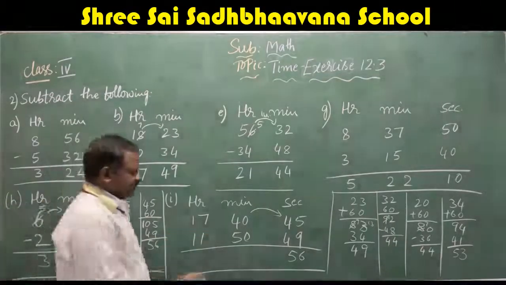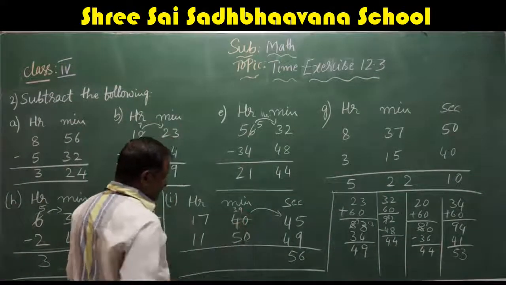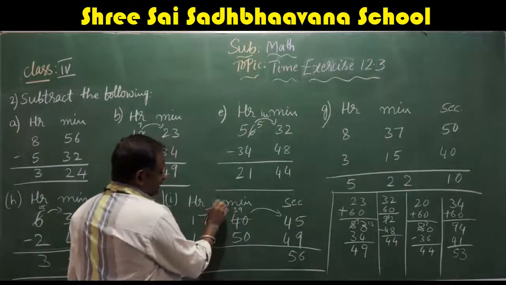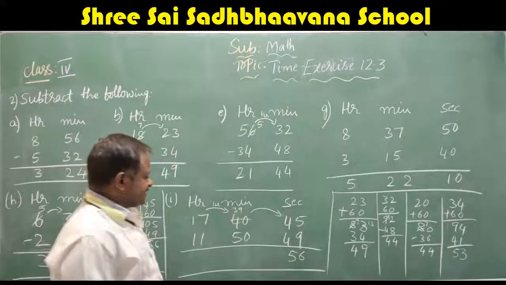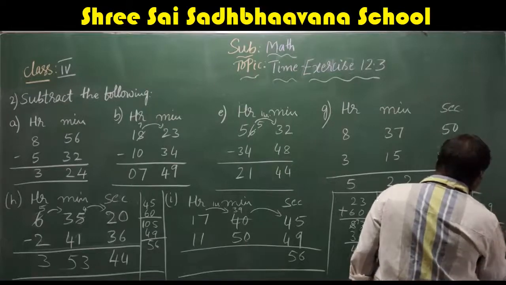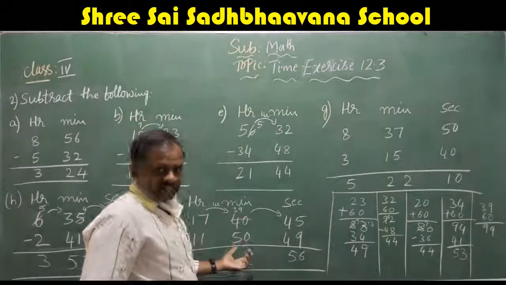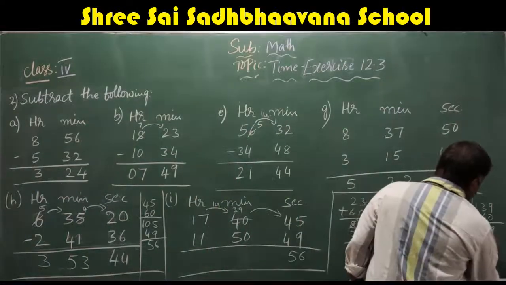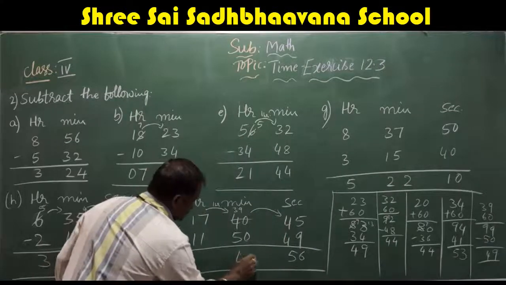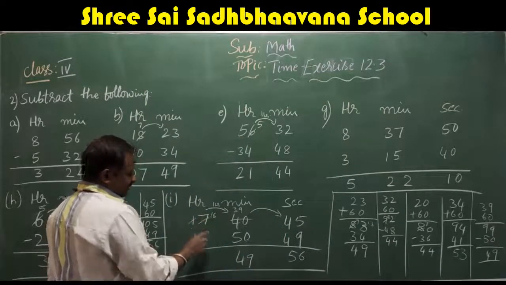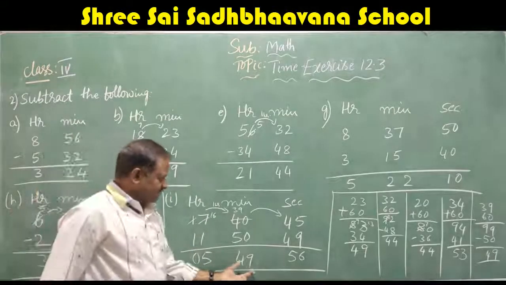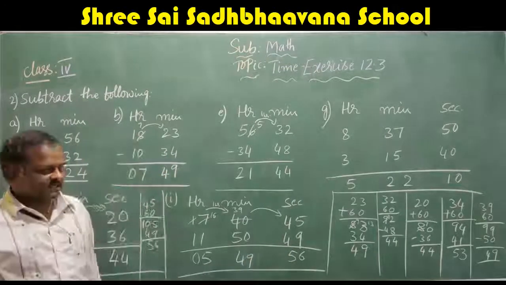56 seconds. So here this becomes 39. 40 becomes 39. But here it is 50. So you take 1 hour from here. Carry 39 plus 60 becomes 99. 99 minus 50. That is 49 minutes. This becomes 16. 16 minus 11, 5. 5 hours, 49 minutes, 56 seconds.